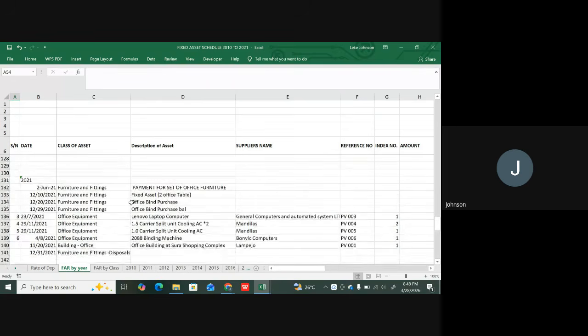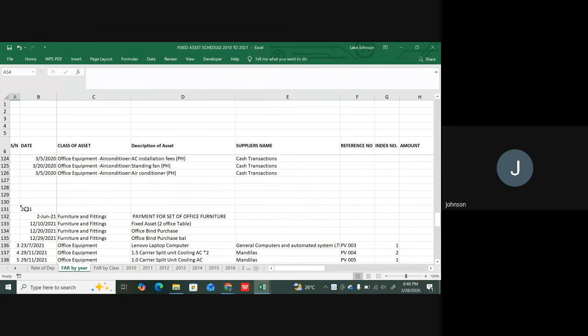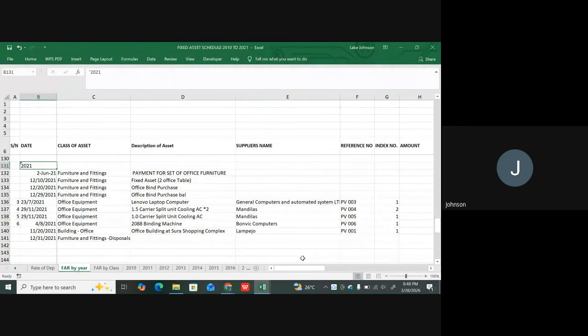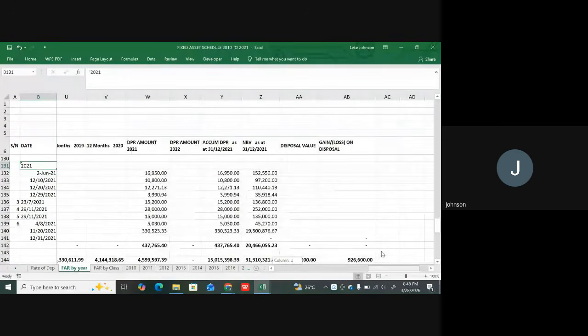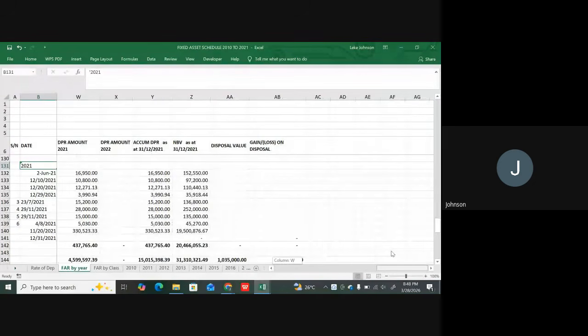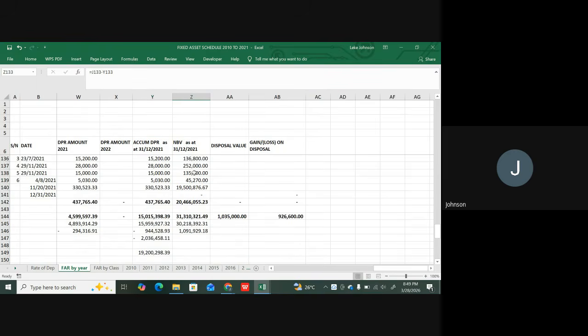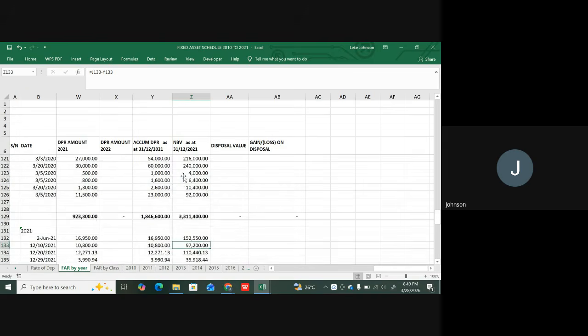Okay, so you can see that the last depreciation they did was 2021. And that is why the accumulated depreciation is shown as per 2021. So if you come over here, you discover that the accumulated depreciation is as at 2021, and the net book value at that date is also showing over here. So I just needed to show us this so that we understand what is going on.